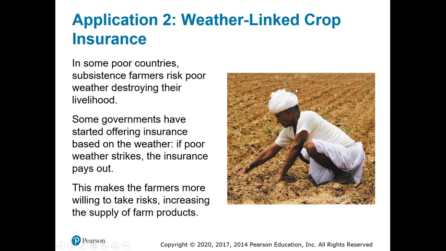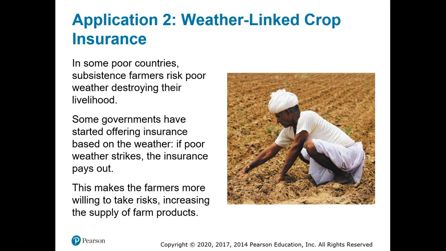If we look at weather conditions, farmers, and subsidizing: in poor countries, subsistence farmers, those who grow just enough food to live on themselves, risk poor weather conditions destroying their livelihood.